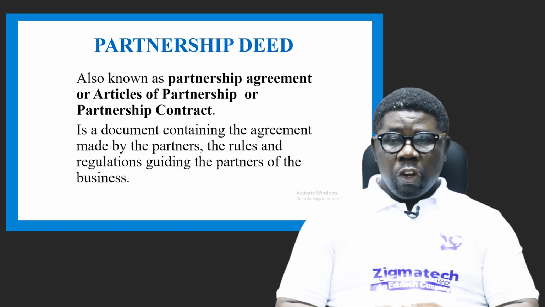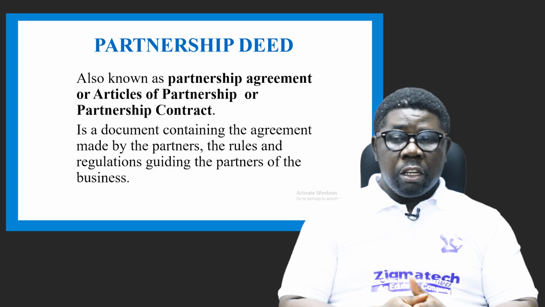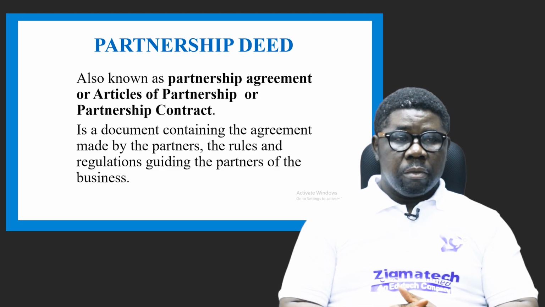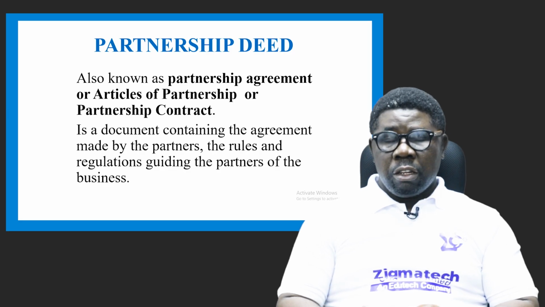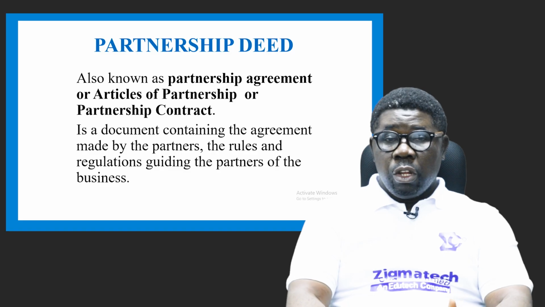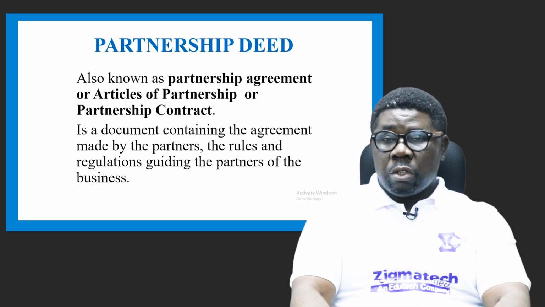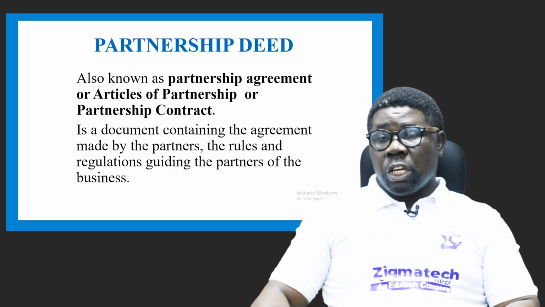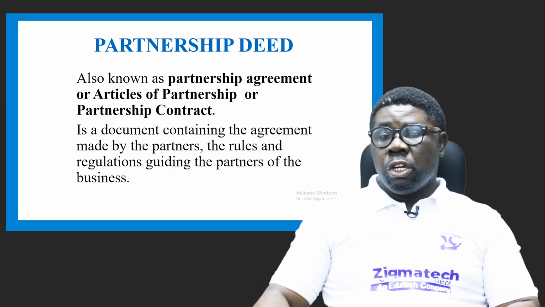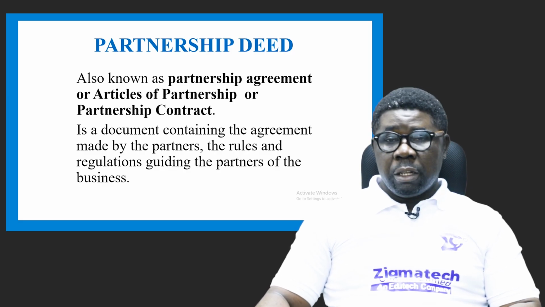So this is a document containing the agreement made by partners, all right? The rules and regulations guiding the partnership of the business. So anything that concerns the business activity that is agreed upon is put down in this document that serves as a record or reference point for how the partnership should run, okay? So it's called a partnership deed, partnership agreement, partnership contract, or articles of partnership.